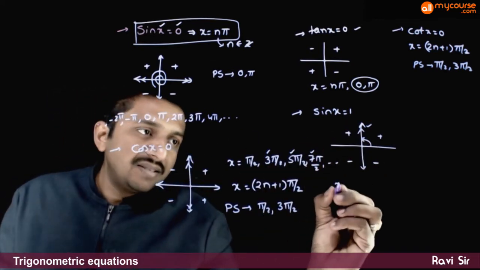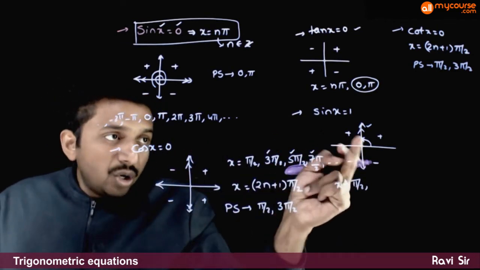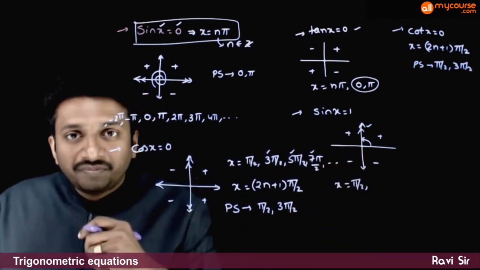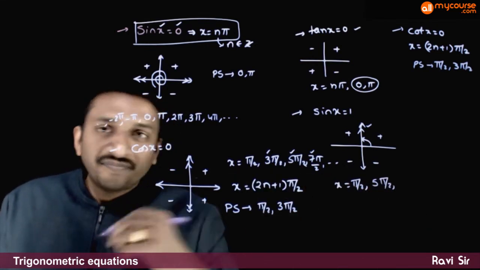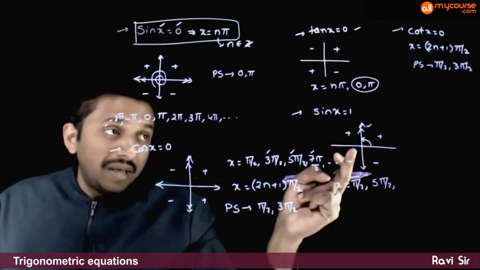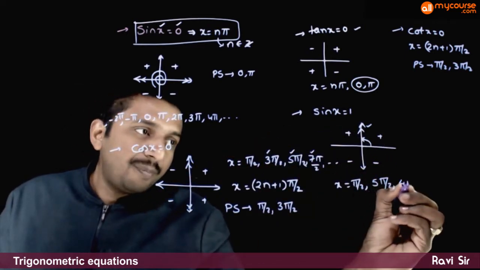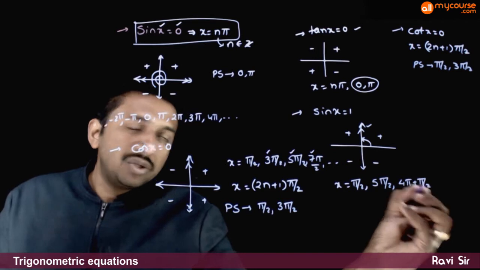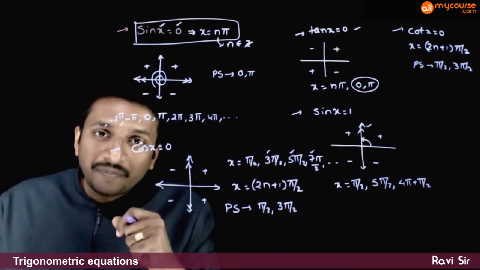So you have x is equal to pi by 2, right? And 2 pi plus pi by 2. That is 5 pi by 2. Next, you have 4 pi plus pi by 2, right? 4 pi plus pi by 2. So in each rotation, you have only one solution for this. This is the speciality of sin x is equal to 1.